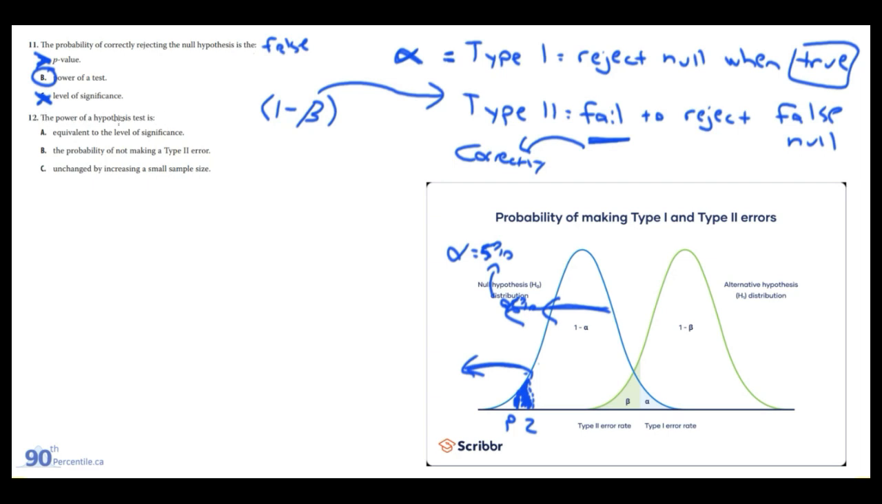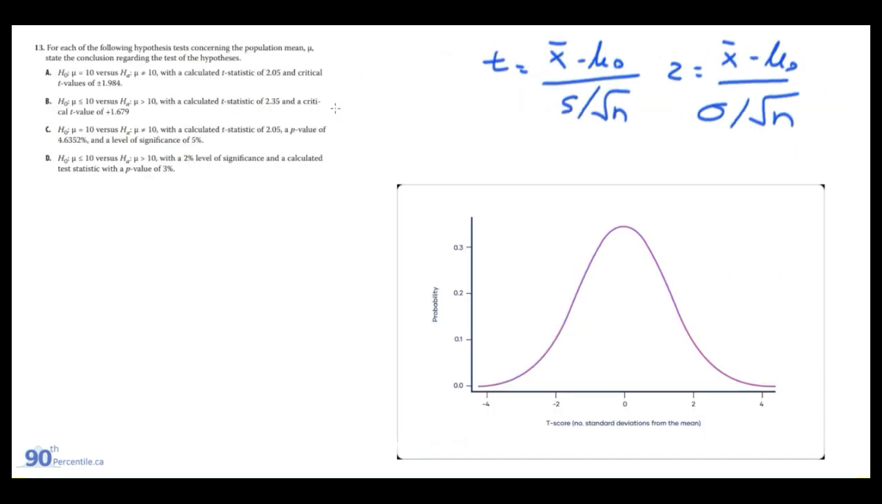And then 12, the power of a hypothesis test is exactly what I just said, the probability of not making a type 2 error. This is a good question here. It really helps us practice whether or not we are correct when we're rejecting a null and the steps that we need to take to either reject or not reject a null given some certain values.